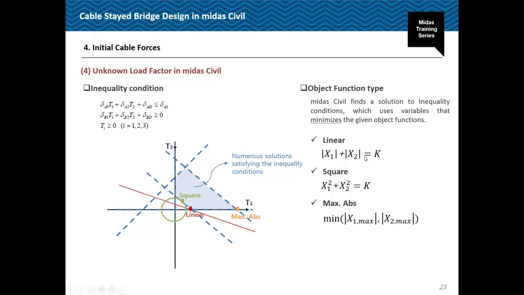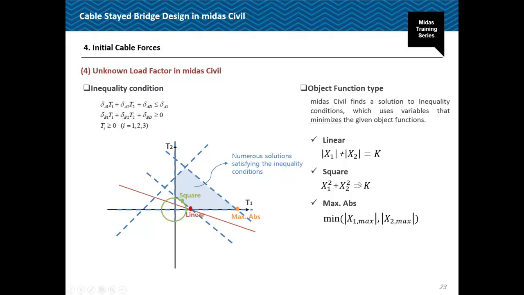So let's say this red line represents this linear equation. We can make several red lines, but MIDAS will try to find the solution which minimizes the given object function. Among the several red lines, the minimized one will be this line, which crosses the area over here. So this set of T1 and T2 will be the optimized cable force when the linear option is selected. What about the square option?